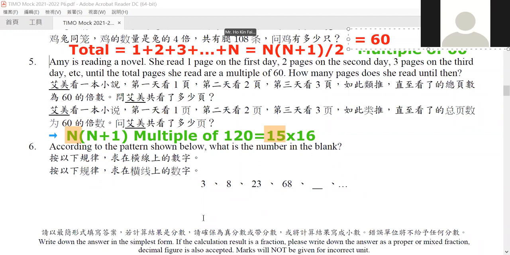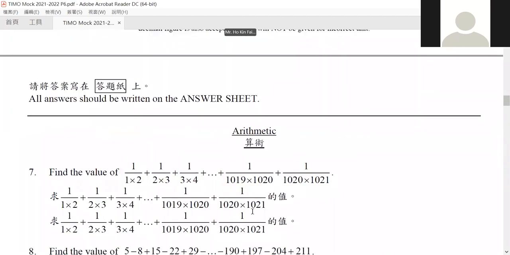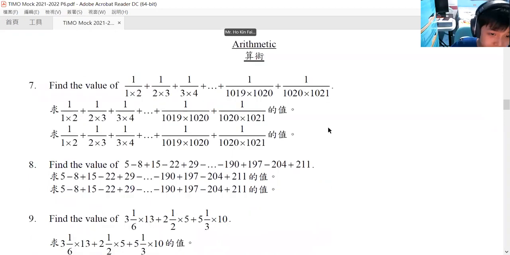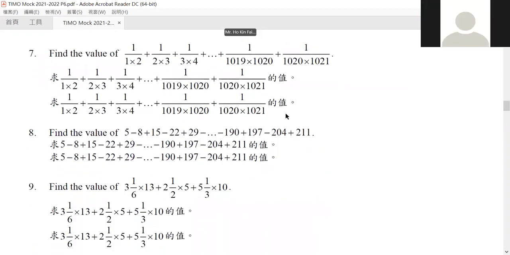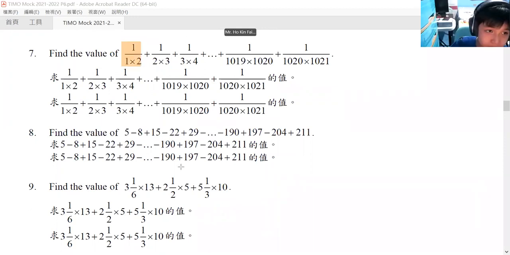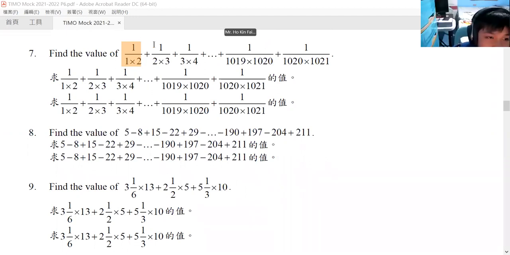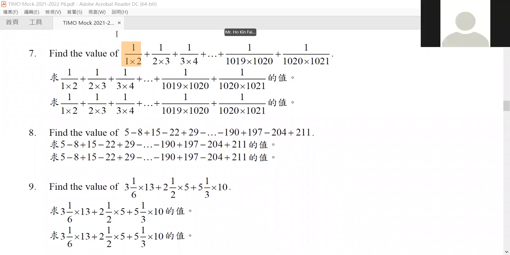Okay, so let's go to the next section, which is our arithmetic. We want to calculate all these numbers. Find the value of the sum. I heard this trick. If you have any question, you may ask it later at the end of this section. Okay. Find the value of the sum.